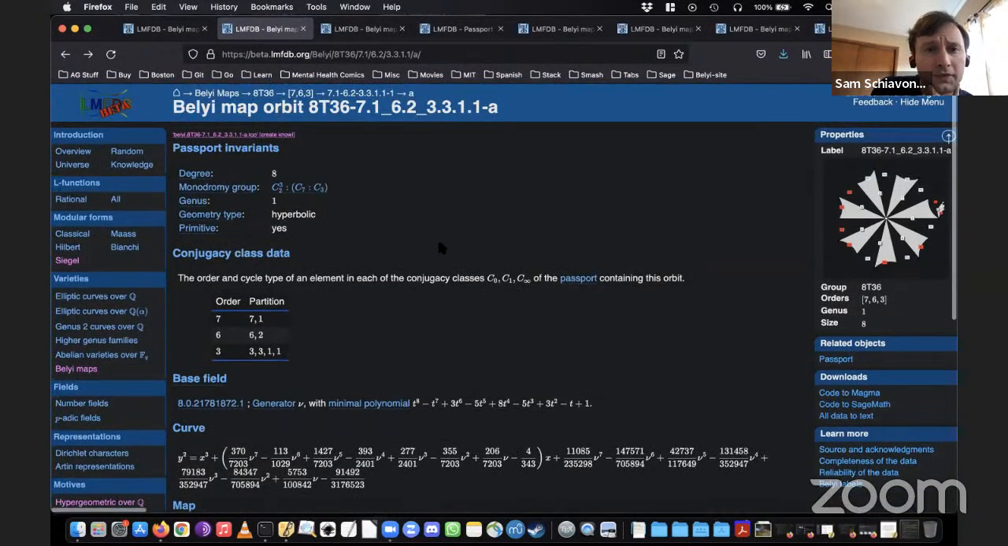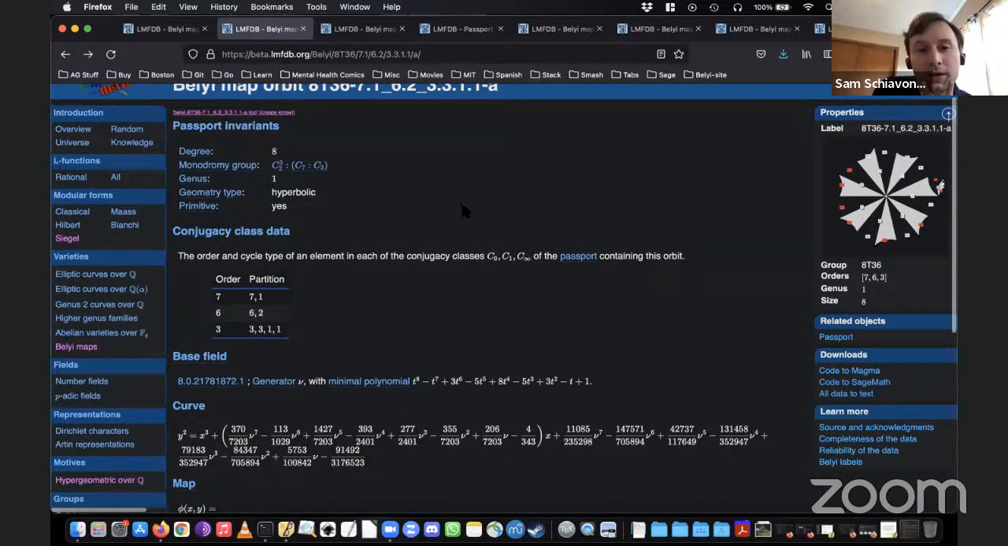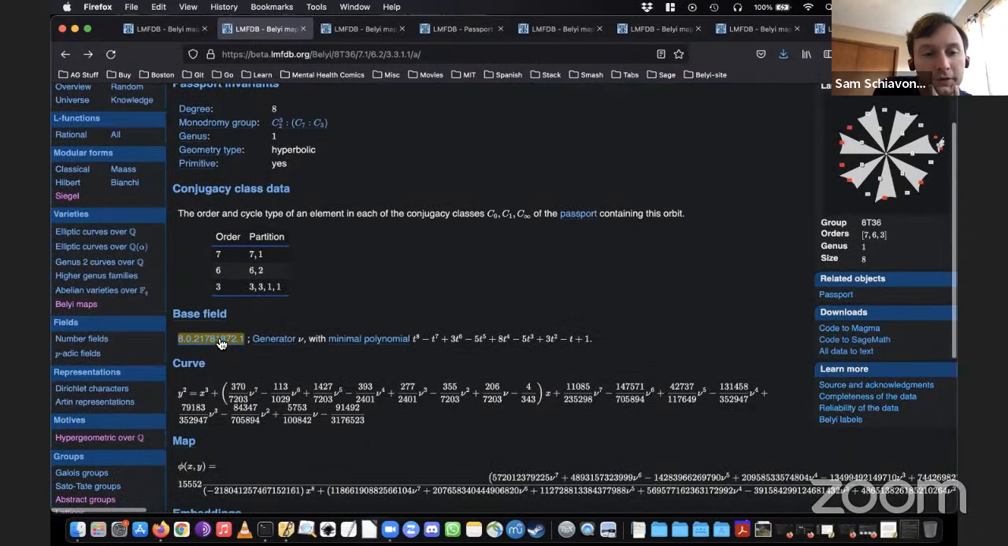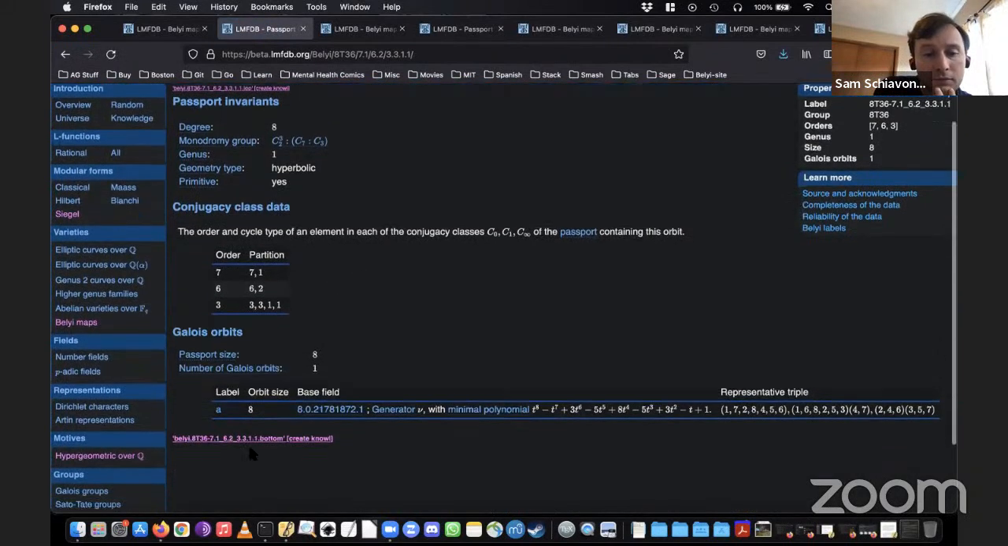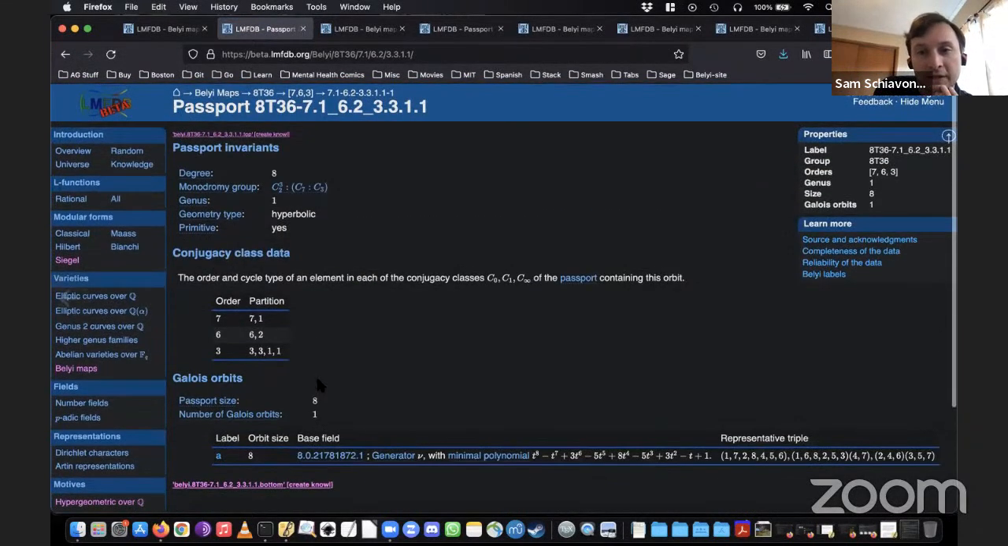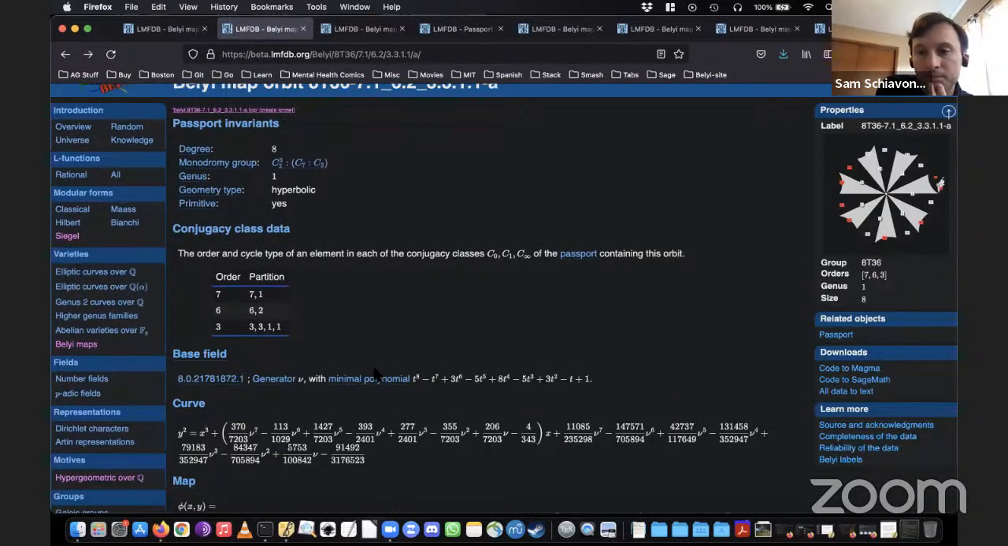I think this is the one that I computed a minute ago. It's a genus 1 Belyi map defined over this degree 8 number field. In the related objects, you can go look at the passport if you want. Here, there's only one orbit, so it's not so exciting. And if you want to download the map, the link is over here on the right-hand side.